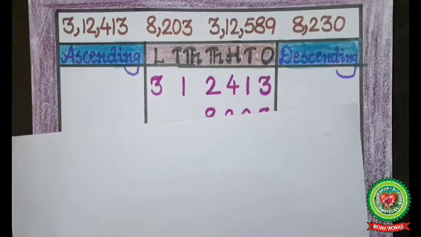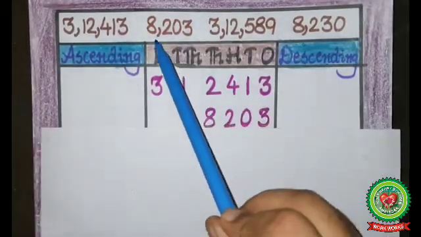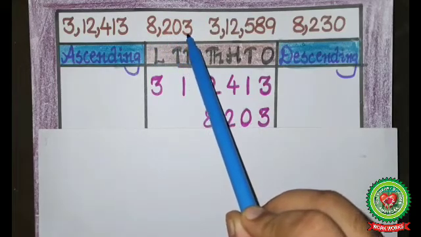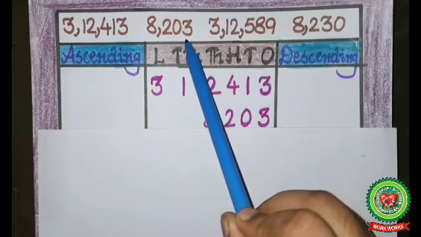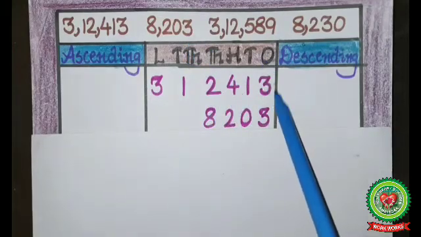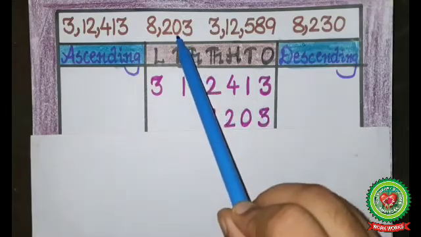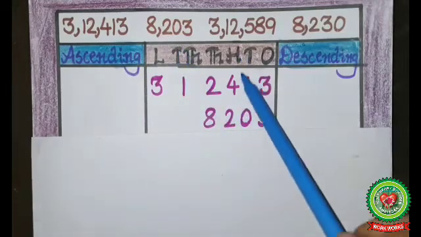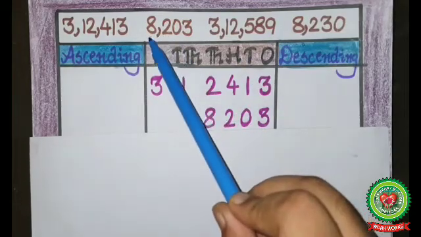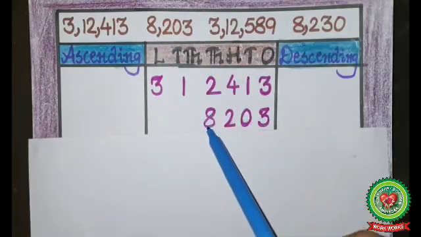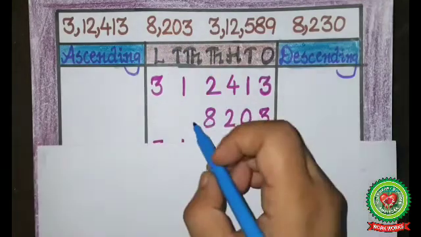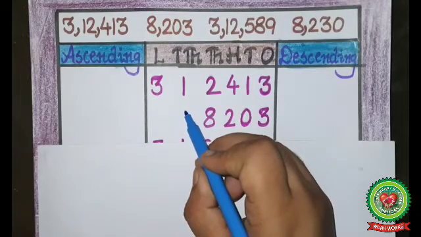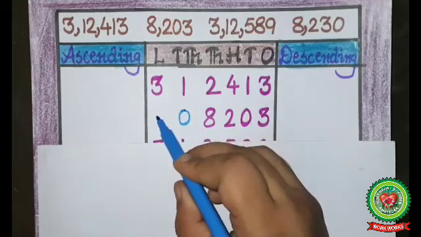Now, let's take next number. Next number is 8,203. Again, we will start arranging from back. 3 will come at ones place. 0 at tens place. 2 at hundreds place. 8 at thousands place. Now students, 10,000 place and lakhs place is not given. So what I will do? I can put here 0.